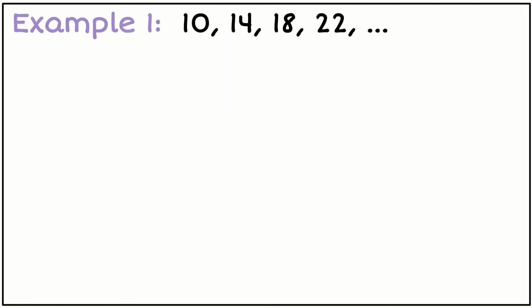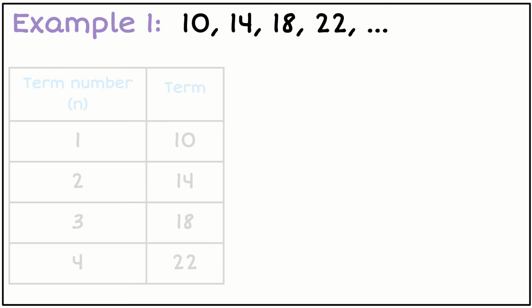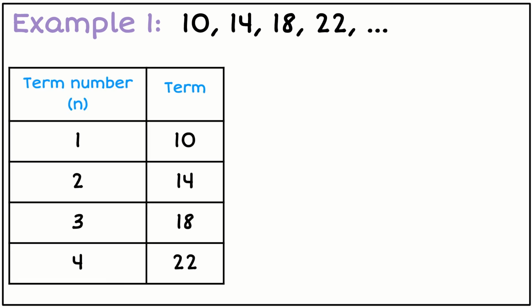So here's our example. We've got a pattern 10, 14, 18, 22. I'm going to turn that information into a table. So the first term, term number 1, has a value of 10. The second term number n has a value of 14, and so on. So we've got our general equation, t equals d times n plus c. This is what we need to find. So we're going to start by looking for the difference.